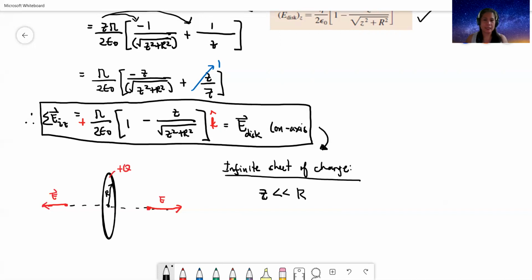But in reality, there is no such thing as an infinite sheet of charge. Okay? But there are finite sheets of charge, like what I mentioned earlier, the concept of electrodes. So electrodes usually have disks of finite shape, of course. You have disks. And for capacitors, you have square plates or rectangular plates. Okay?